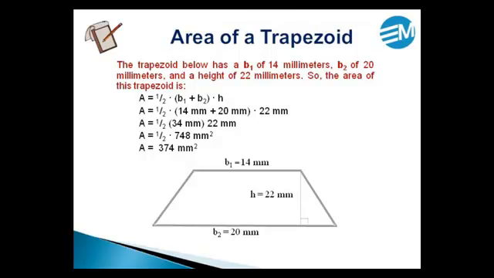Let's have a look at this question. It's very simple. The trapezoid below has a B1 of 14 millimeters, so base 1 is 14. Base 2 is 20, and the height is 22 millimeters. What will be the area of this trapezoid? We write the formula: half times B1 plus B2 times H. Then we substitute the values.